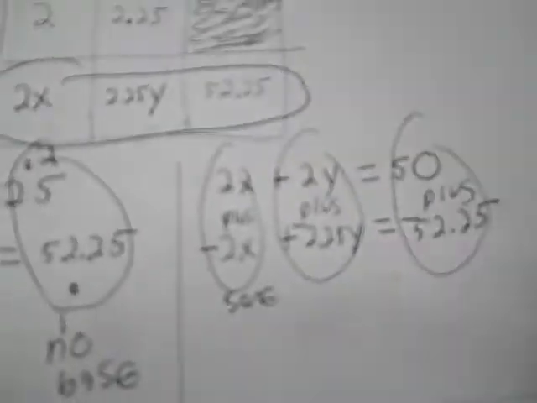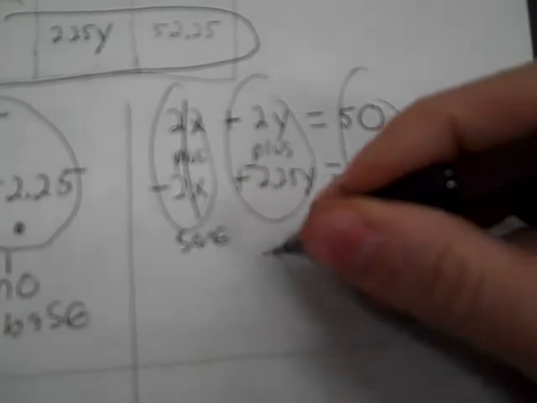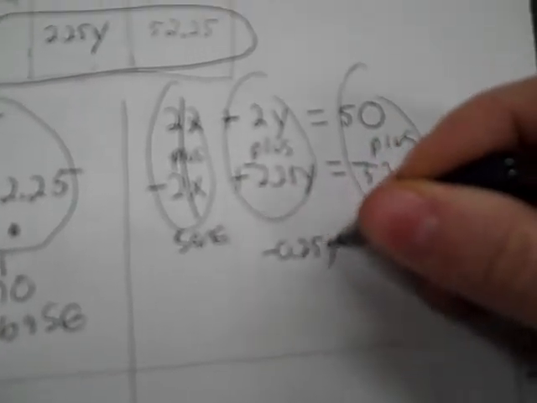So plus, plus, plus. So I take 2 plus negative 2, 0, cross it out. Then I take 2 plus negative 2.25. Don't forget your negative. Negative 0.25y. Then I take 50 plus negative 52.25, and that's negative 2.25.